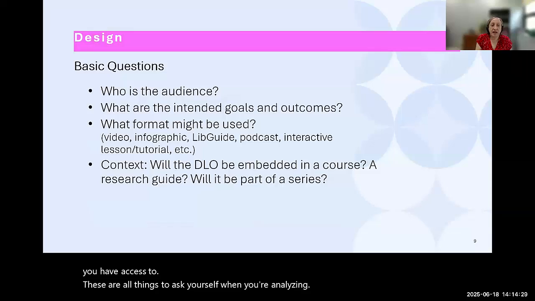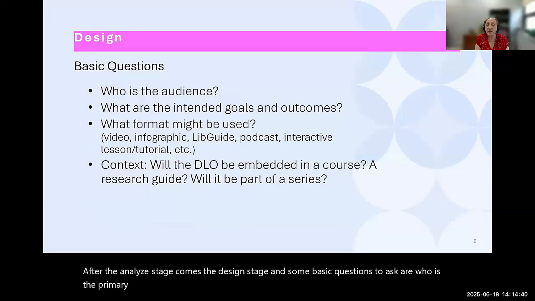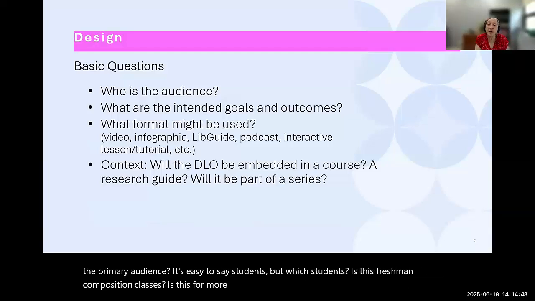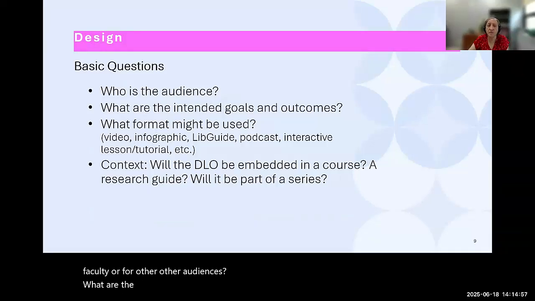After the analyze stage comes the design stage, and some basic questions to ask are, who is the primary audience? It's easy to say students, but which students? Is this freshman composition classes? Is this for more advanced students? Or are you making something for faculty or for other audiences? What are the intended goals and outcomes?